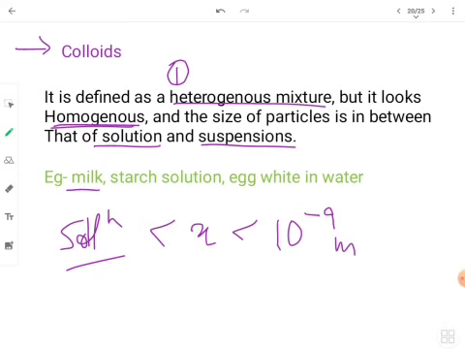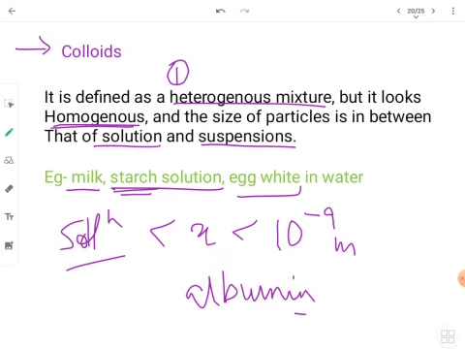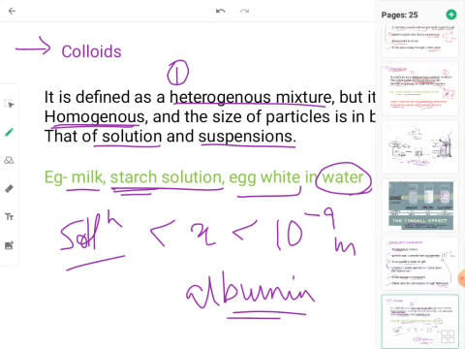Next example is a starch solution. If you dissolve the starch powder in water by heating it up, it will simply get dissolved and it will form a colloid, a mixture, a heterogeneous mixture. Similarly, if you dissolve the egg white, the white portion of egg, which is also known as albumin. Albumin is the name of that protein in that. If you dissolve that in water, that is also an example of colloid. Now let me tell you about its components that are there.